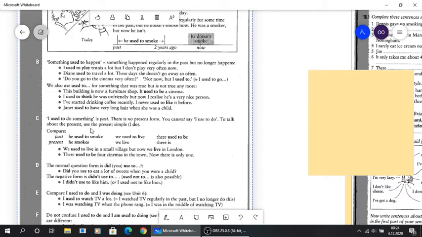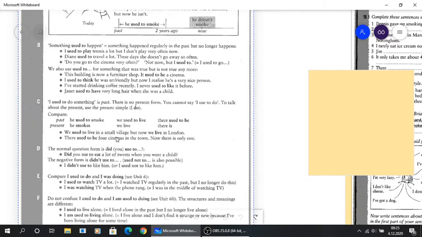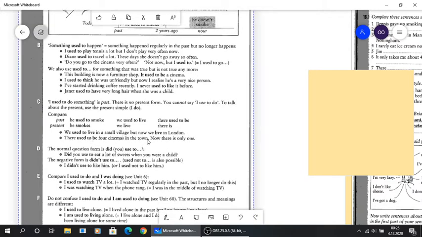To talk about the present, use the present simple. When we want to speak about our present situation, we use simple present tense. He used to smoke, but now he smokes. We used to live, but now we live. There used to be, now there is. We used to live in a small village, but now we live in London. There used to be 4 cinemas in this town. Now there is only one.